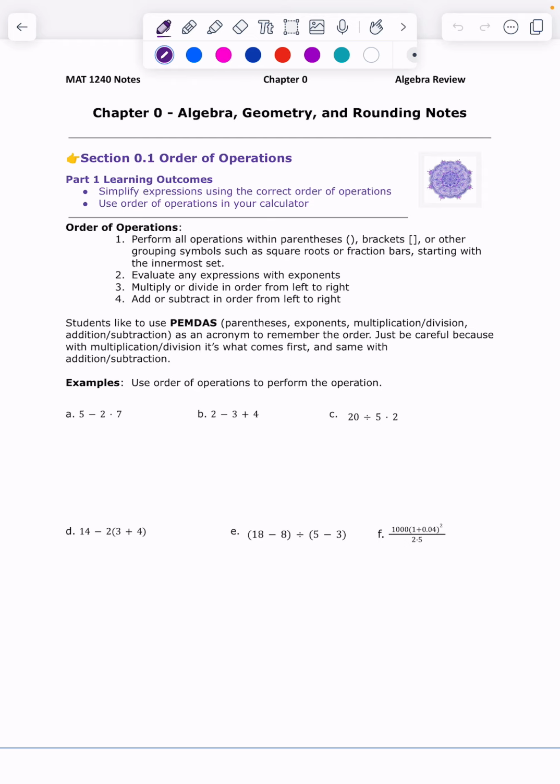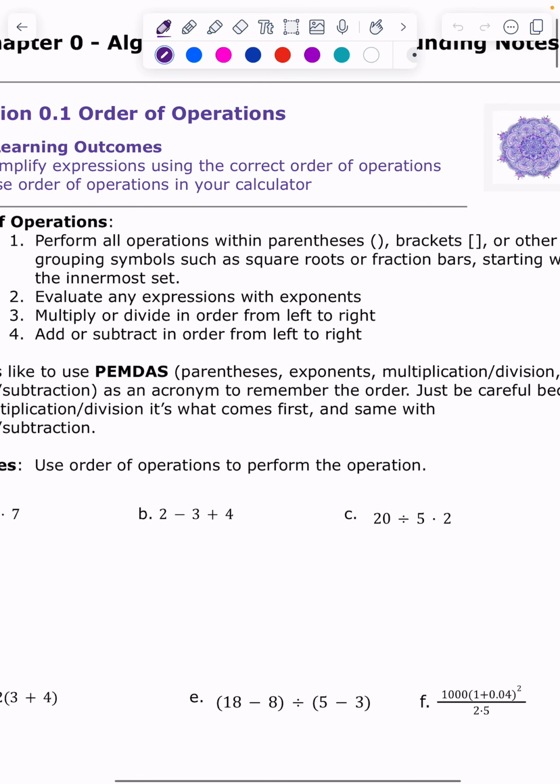So as a reminder, some students remember order of operation with PEMDAS, but you need to be careful with that, because with the last two, the multiply and divide, those are always going to come before subtraction, but you're going to do whichever one comes first in order from left to right. So in other words, if there's a division first, you'll do that. If there's multiplication first, you'll do that. And then similarly with addition and subtraction, again, if subtraction comes first, then you're going to do that one first.